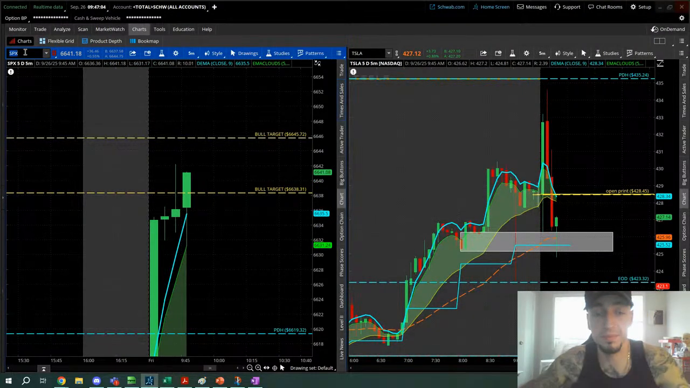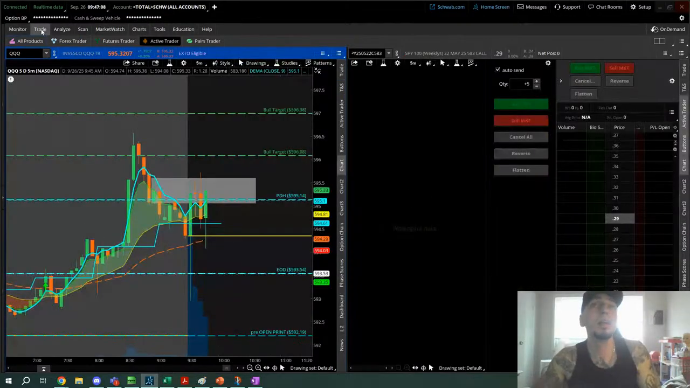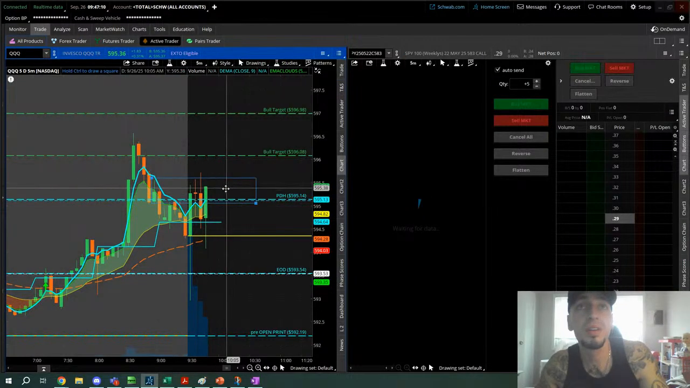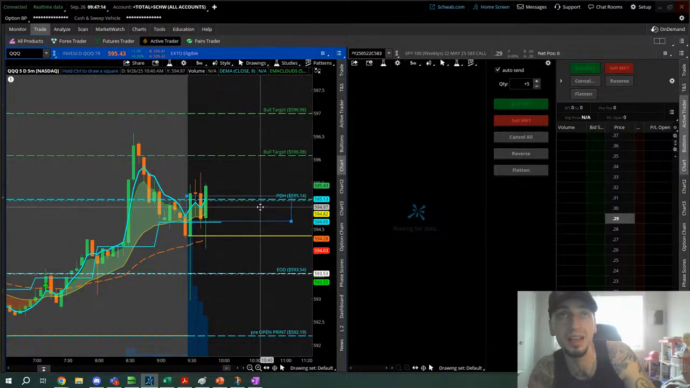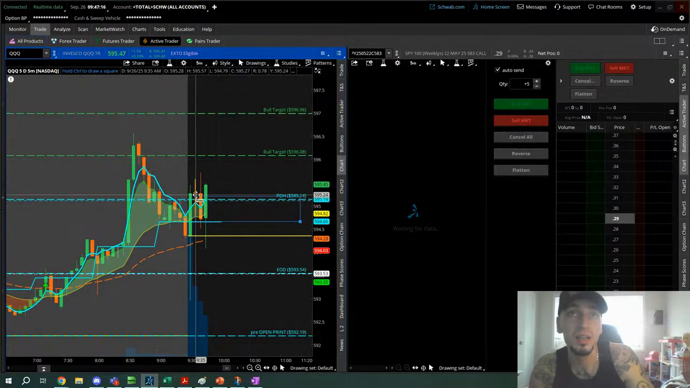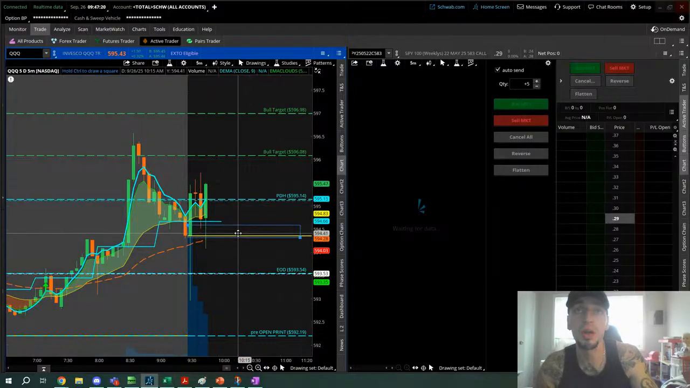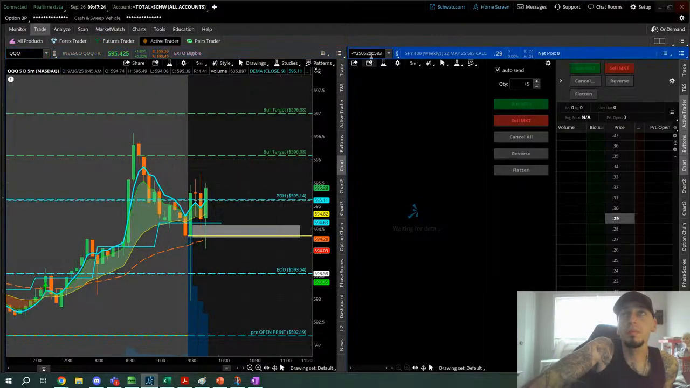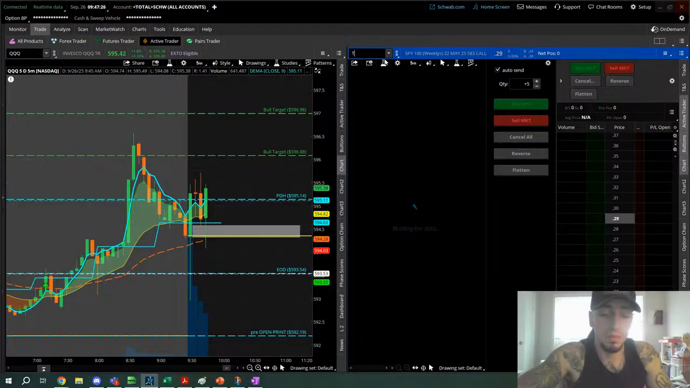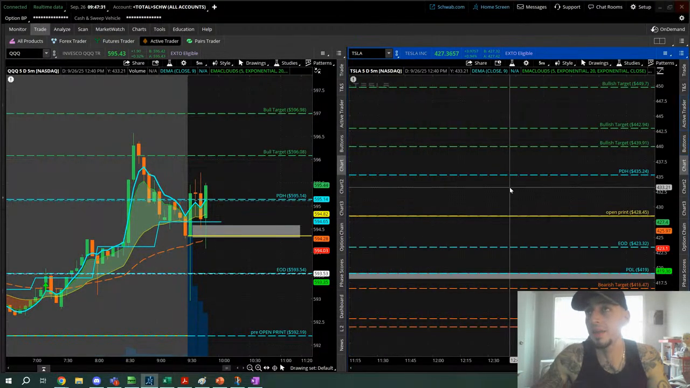Dang. Ooh, ready? QQQ. Bam. That's why we don't fight that 1 hour 9 ever. Look at that bounce off open print right there on QQQ. Strong bounce. It's still choppy though, guys.